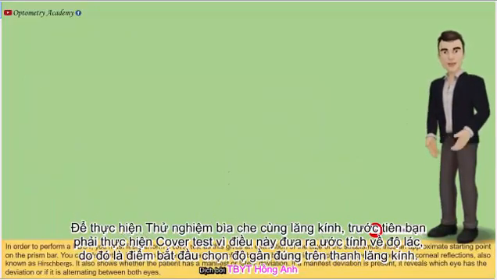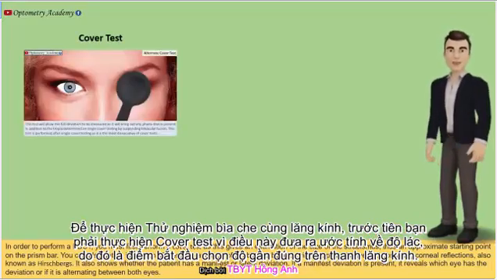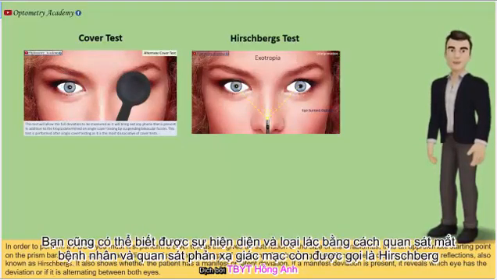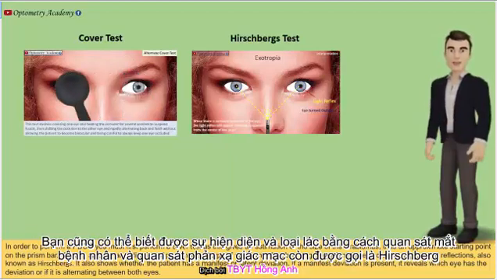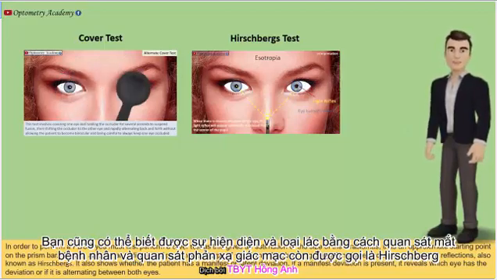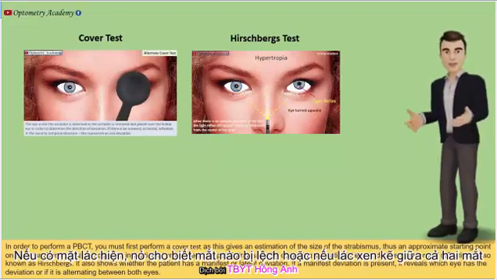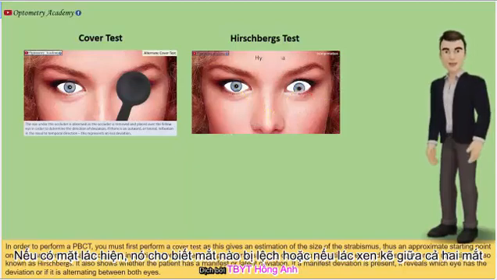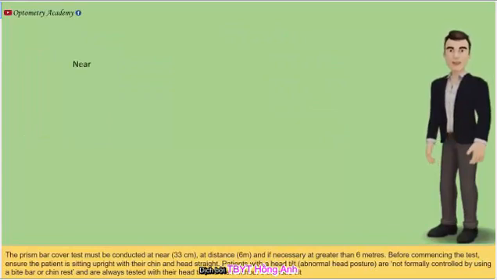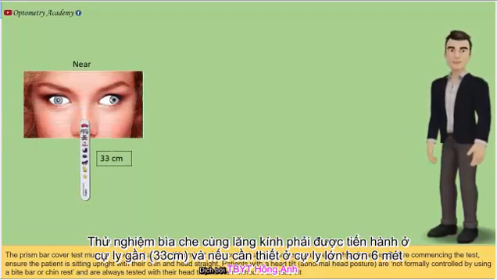In order to perform a PBCT, you must first perform a cover test as this gives an estimation of the size of the strabismus, thus an approximate starting point on the prism bar. You can also get an indication of presence and type of strabismus by observing the patient's eye and observing corneal reflections, also known as Hirschberg's. It also shows whether the patient has manifest or latent deviation. If a manifest deviation is present, it reveals which eye has the deviation or if it is alternating between both the eyes.